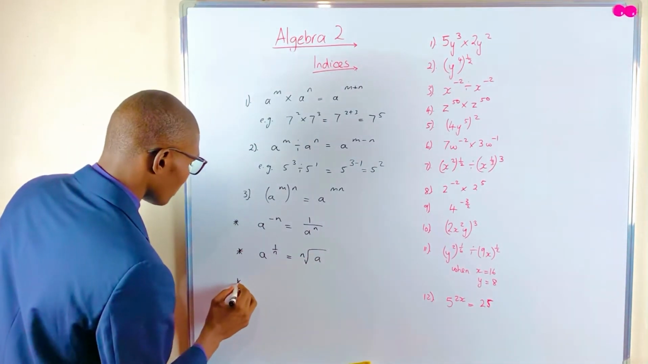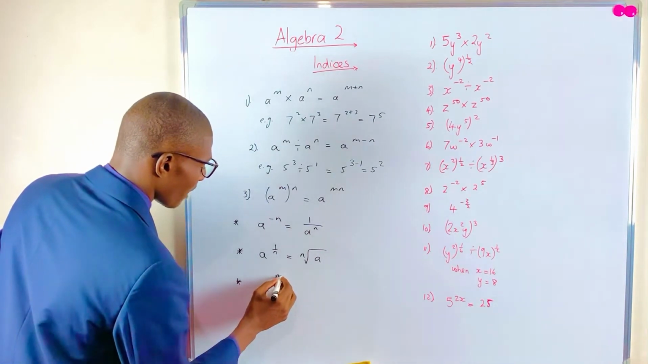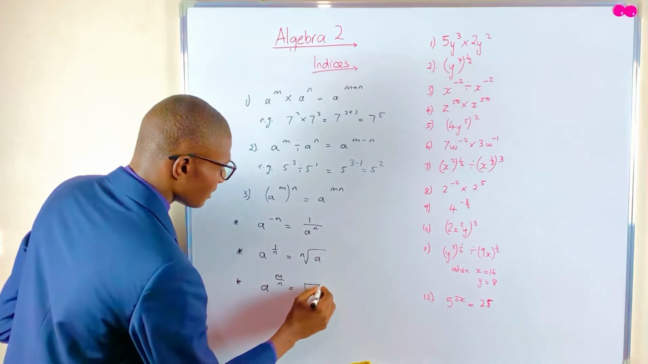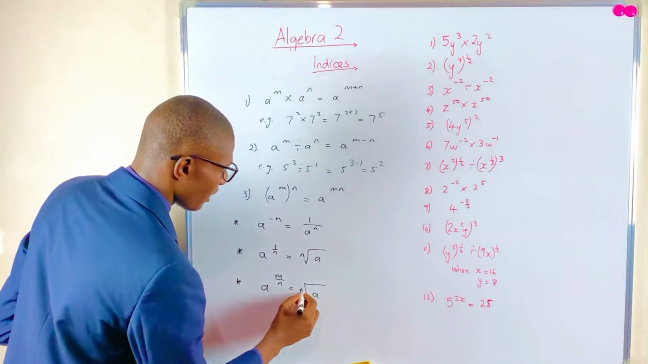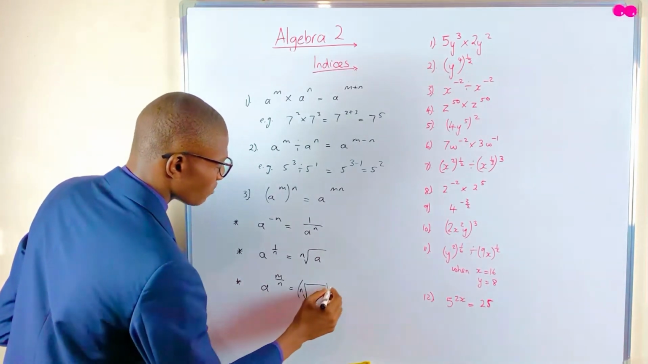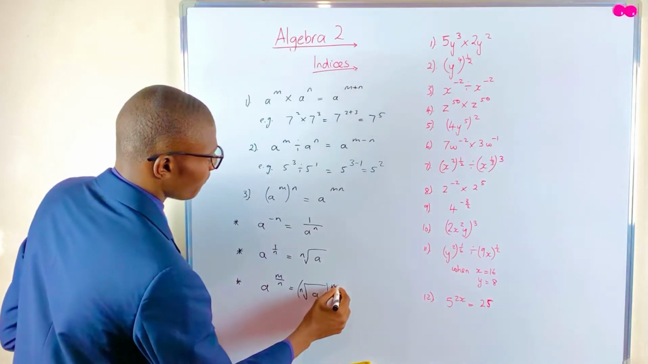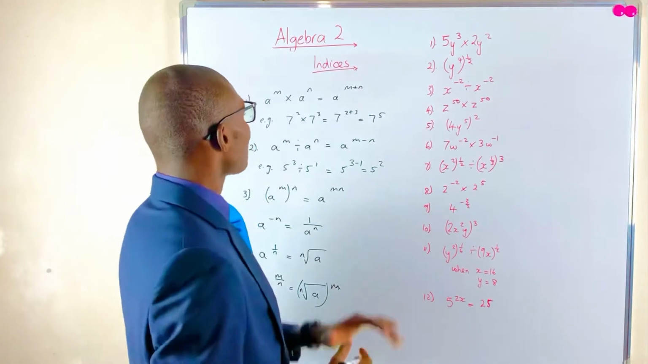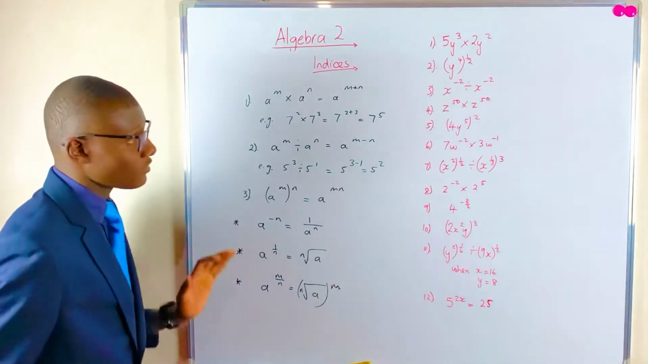And if we've got a to the power of m over n, this implies that we are finding the nth root of a, then we are raising it to the power of m. So now I would like to attempt these 12 questions, just applying these laws of indices.